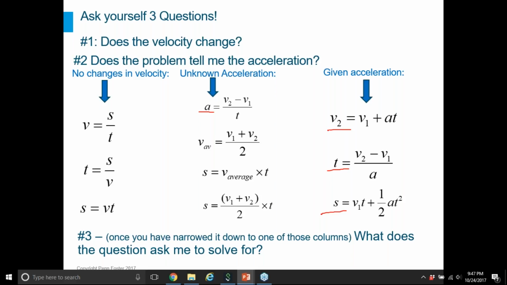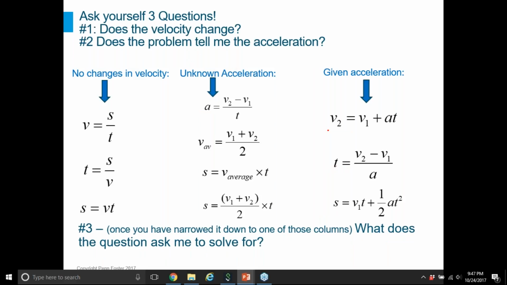So using those 3 steps, you should be able to narrow it down to one single formula, and then you'll be able to use that formula to solve your problem. Okay, so you might want to just take a screenshot of this to help you figure it out.